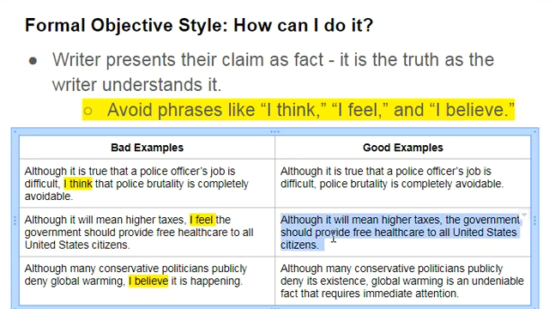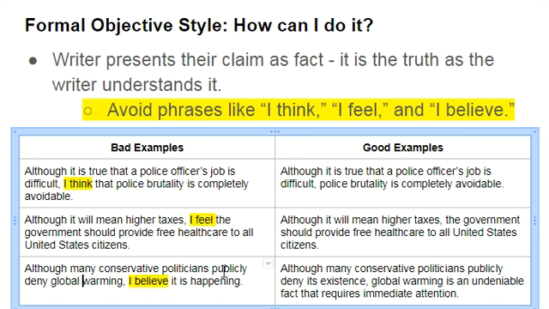So here's a better way of saying this. "Although it will mean higher taxes," so the concession stays the same, here's the claim: "The government should provide free health care to all United States citizens," okay? So this person is very assertive and straightforward about what they think should happen, okay? They don't put their feelings or their thoughts into it.